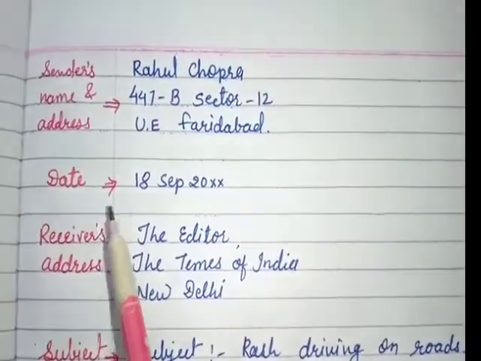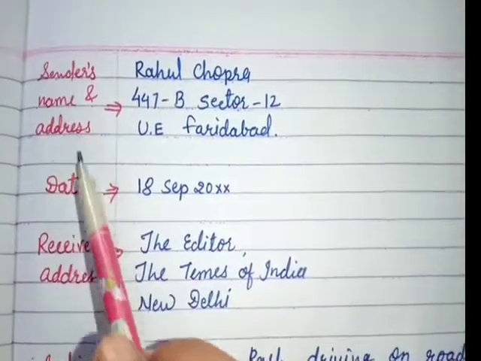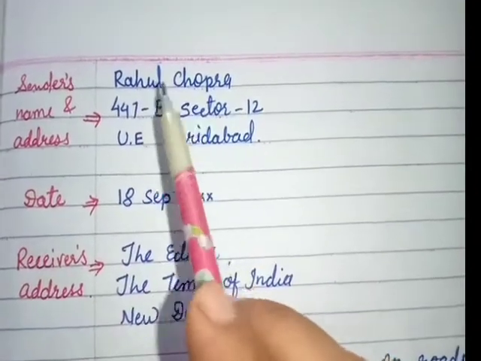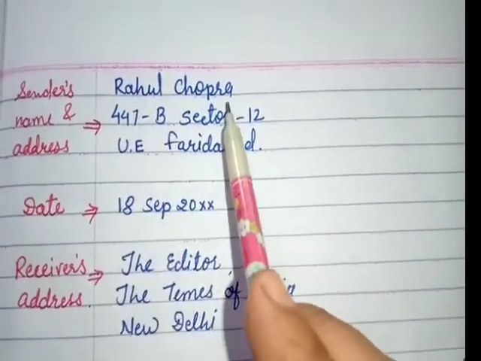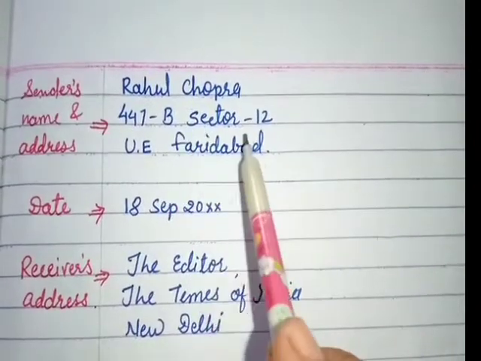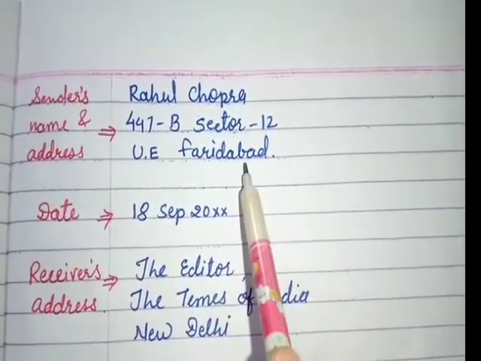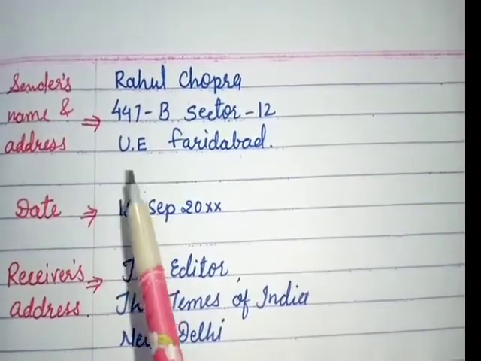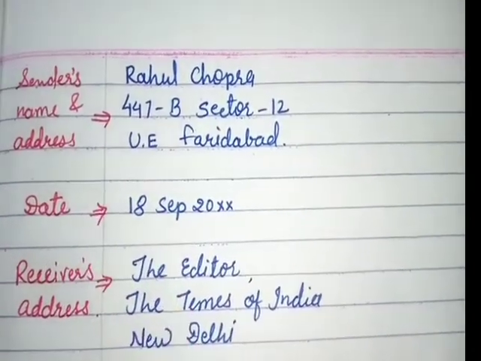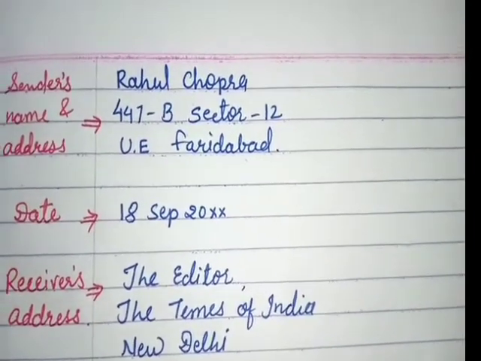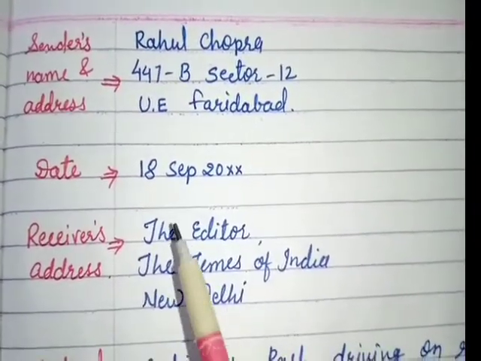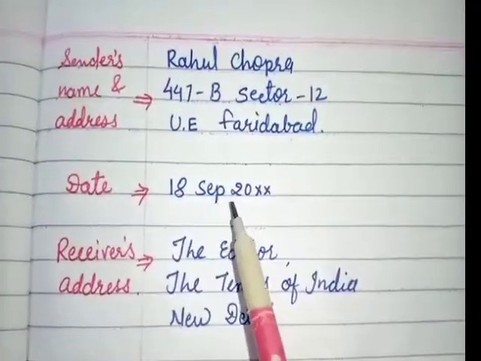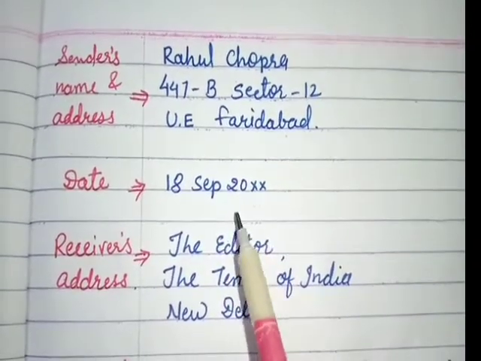So let's see once again with the help of the format. Here I have given you the format also. First of all, you should write the name which is given in the question, Rahul Chopra, and the address 447B, Sector 12, UHE, Faridabad. After writing the sender's name and address, you should leave one line and write the date which is given in the question paper. Or the date on which you are giving the paper, that date you can mention in the letter.